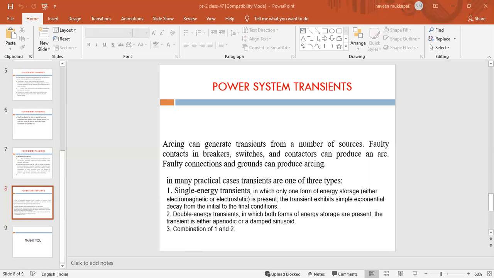These are some of the internal causes and some of the external causes that are produced in the case of transients. First of all, what is meant by the transient state?